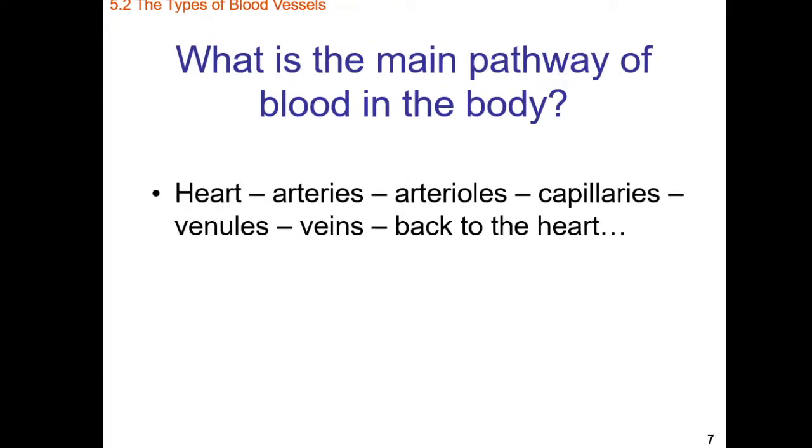So what's the main pathway? It is a closed system. It's a loop that starts and ends at the heart. You start with the heart, you go through the arteries, out through the arterioles, and into the capillary beds, where it can interact with tissues. Exchanges can happen, and then blood will head back up through the venules, through the veins, back to the heart.